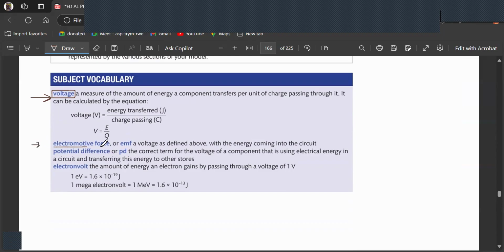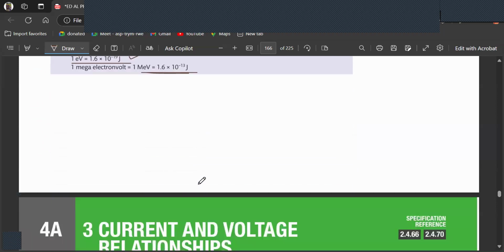What is EMF? EMF is a voltage as defined above with the energy coming into the circuit. Potential difference is the correct term for the voltage of a component that is using electrical energy in the circuit and transferring this energy to other stores. Electron volt: the amount of energy an electron gains by passing through a voltage of 1 V. 1 electron volt is equal to 1.6 times 10 to the power minus 19 joules. Good. And if you convert it into mega electron volts, तो वो into 10 to the minus 13 बन जाएगा.